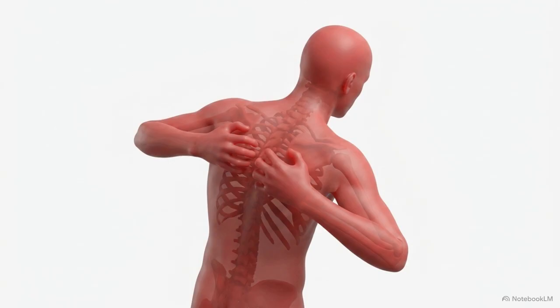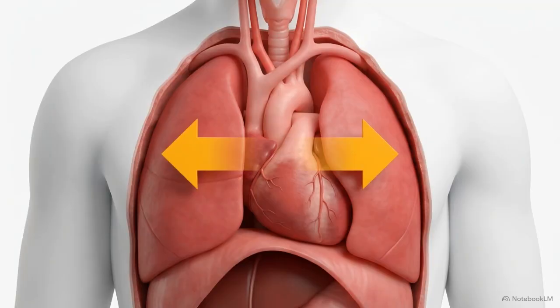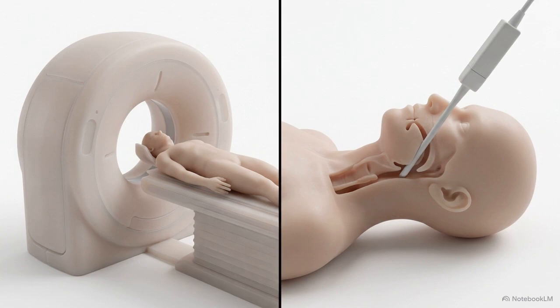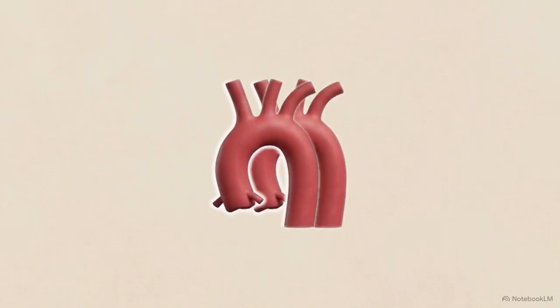Patients present in acute distress, describing tearing interscapular back pain. Clinical signs include sudden hypotension, a measurable blood pressure differential between the left and right arms, and a widened mediastinum visible on a standard chest X-ray. Diagnosis relies on CT angiography for patients with stable hemodynamics, while unstable patients require immediate transesophageal echocardiography directly at the bedside. This diagram illustrates how the location of the tear dictates survival.